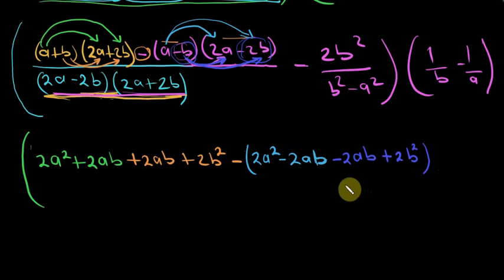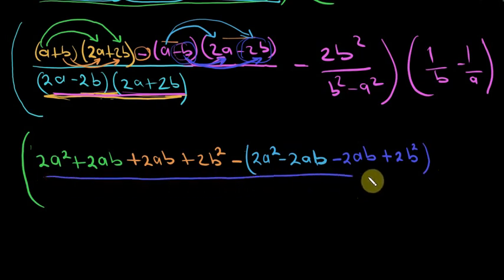All this over the denominator, 2a minus 2b multiplied by 2a plus 2b. Maybe I should also expand the brackets for the denominators as well. Yeah, probably that's a good idea. Let's get to it.